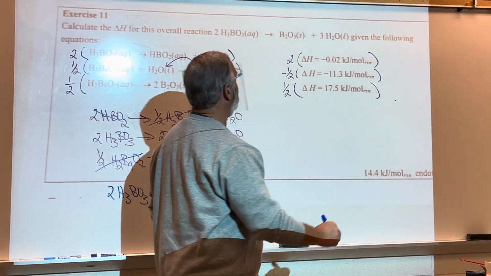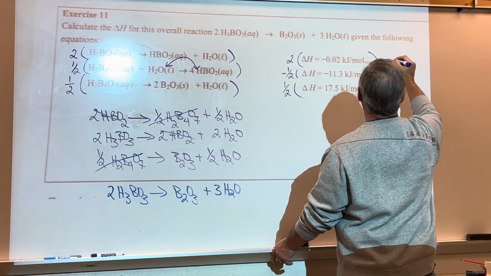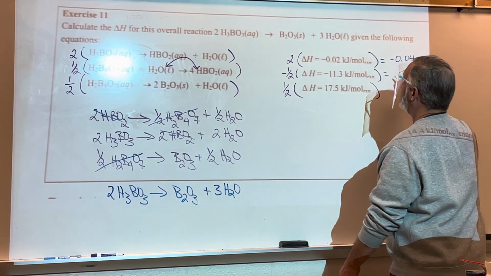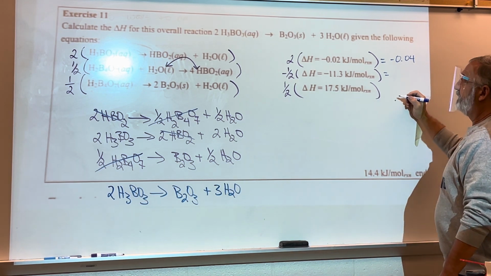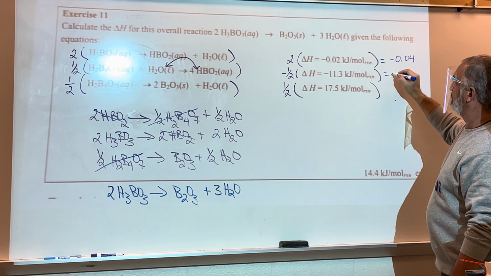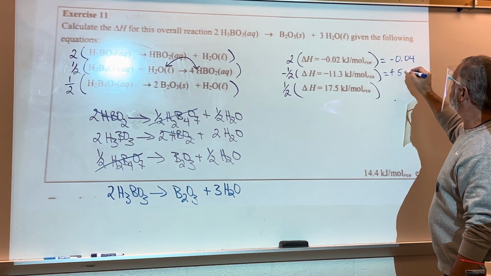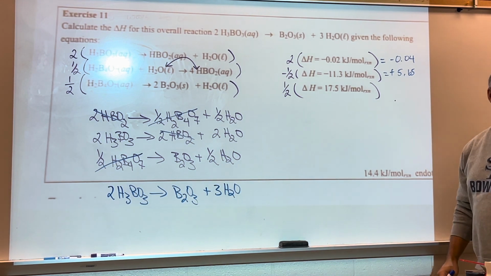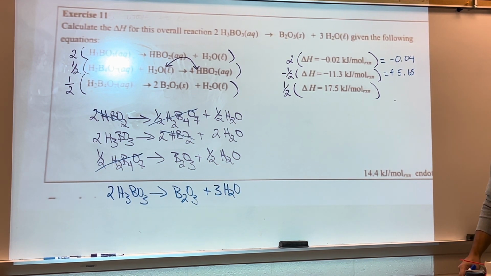So now I can say, okay, so this is going to equal negative 0.04. This one's going to equal a positive, what, 5.65? Is that what that equals? Nobody's helping me out here with the math, but I think that's right. Yes, sir. So why would it be negative to change it?